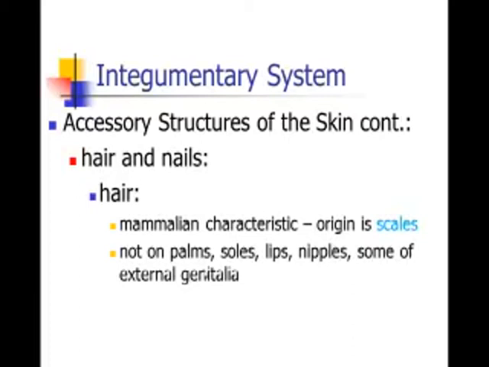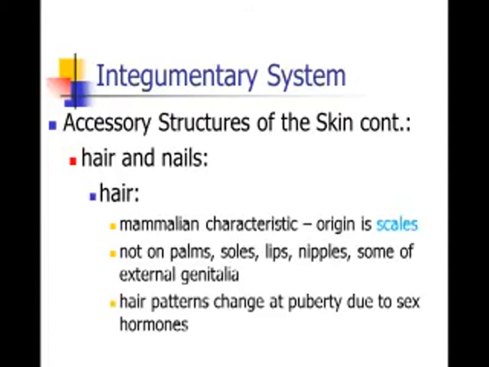Obviously, reptiles have scales. Reptiles gave rise to the mammalian lineage, and they also gave rise to birds. And birds don't have hair, but they have feathers, which are modified scales. There are some places where we don't have hair. You don't have hair typically on the palms of your hand, the soles, your lips, nipples, and some of the external genitalia. Also, the patterns of hair growth change at puberty, and this is because of the sex hormones.